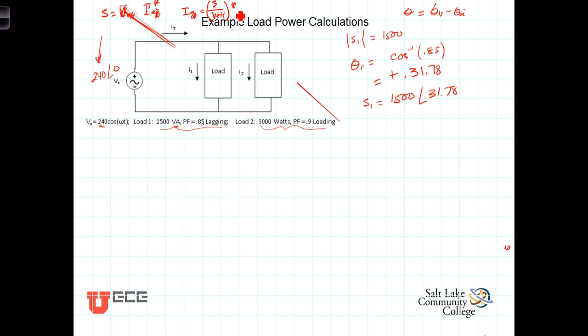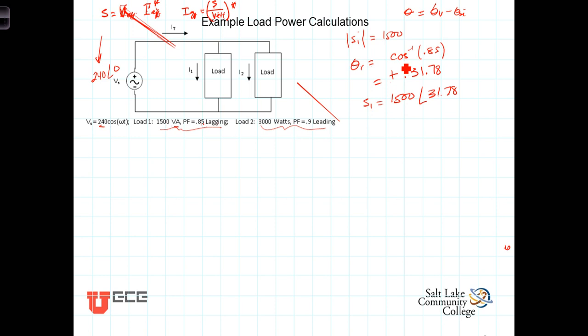So where we're going with this is, given the voltage, which generally speaking you know, and given a load that's specified in power, we can calculate the current drawn by the load by taking the complex power, dividing by the effective voltage, and conjugating it. So we've now got S1. Let's go ahead and get I1 from that. Then we'll look at load 2.